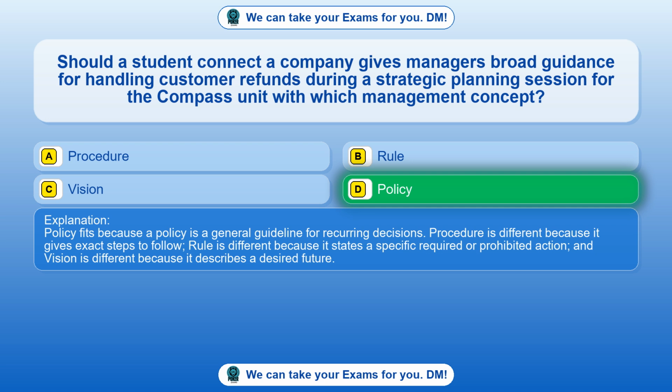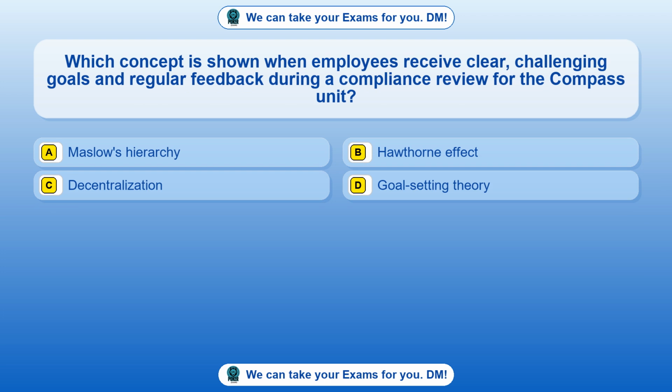Policy fits because a policy is a general guideline for recurring decisions. Procedure is different because it gives exact steps to follow. Rule is different because it states a specific required or prohibited action, and vision is different because it describes a desired future.